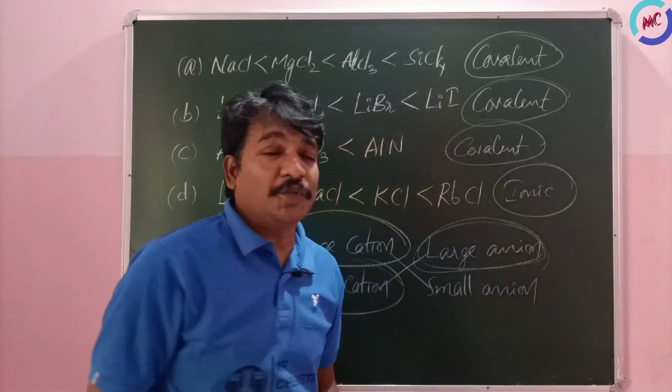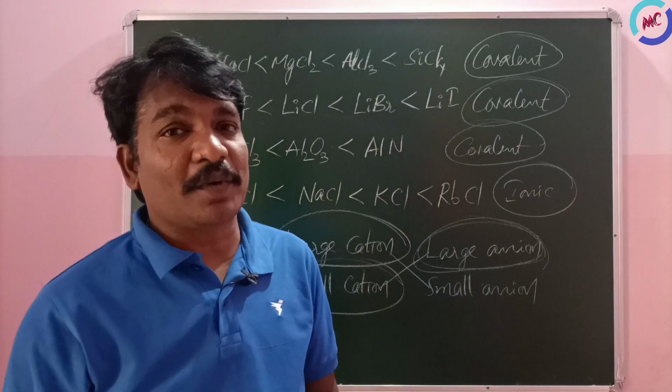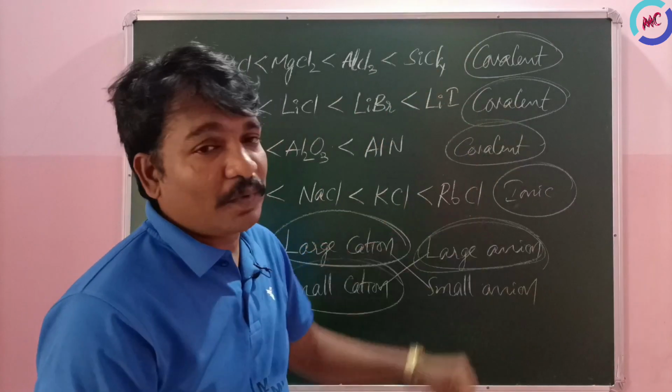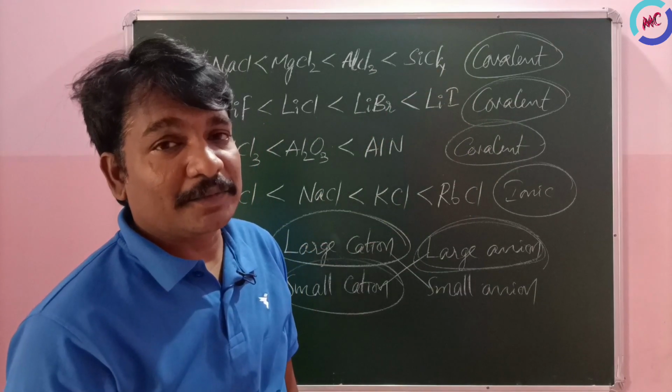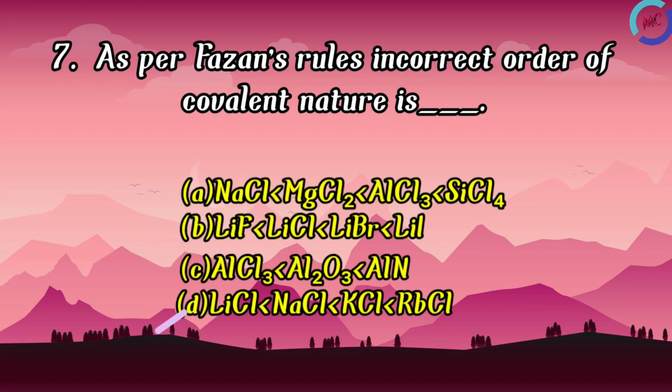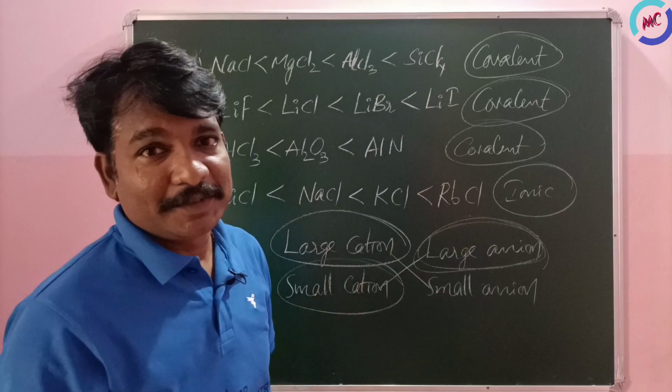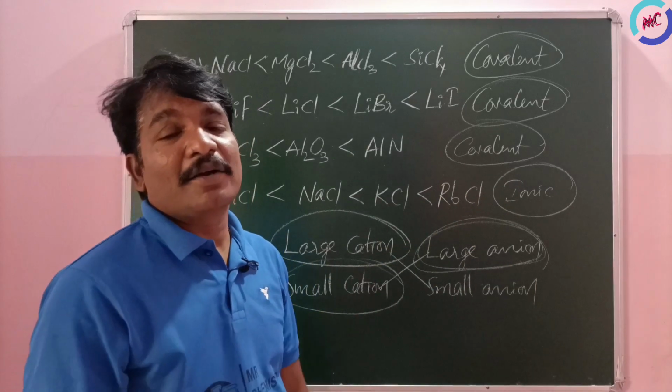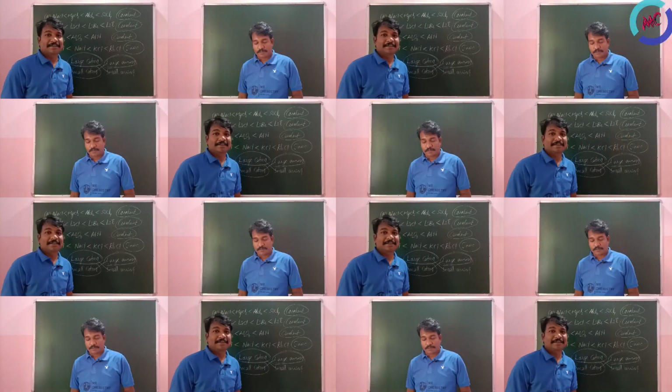They are asking which one is incorrect with respect to covalent nature. First three are covalent, then incorrect with respect to covalent in the sense option D is correct answer, because option D is ionic. It is showing the increasing order of ionic nature.